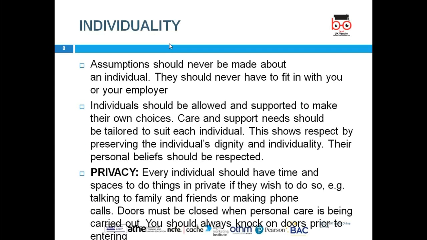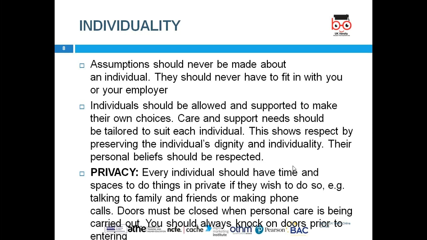So individuality, again, you shouldn't make assumptions about the individual, and they should never have to fit in with you or your employer. Individuals should be allowed and supported to make their own choices, and care and support needs should be tailored to suit each individual. This shows respect by preserving their dignity and individuality, and also their personal beliefs are respected.